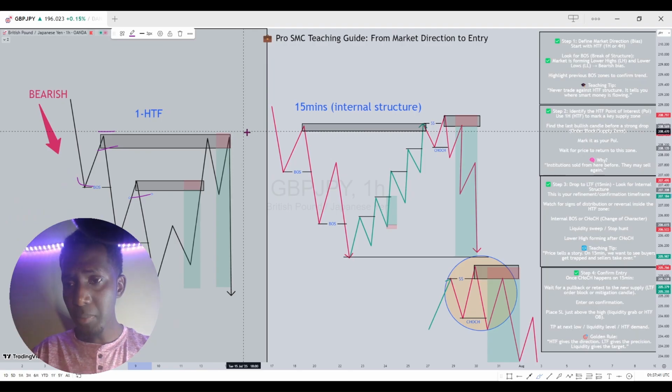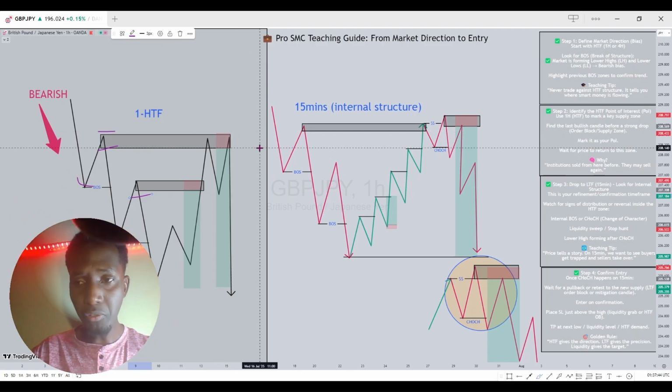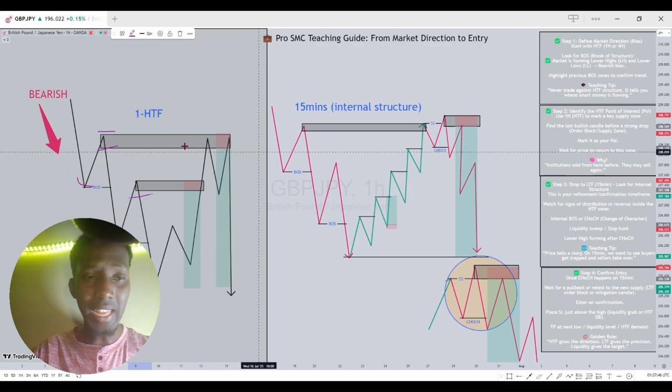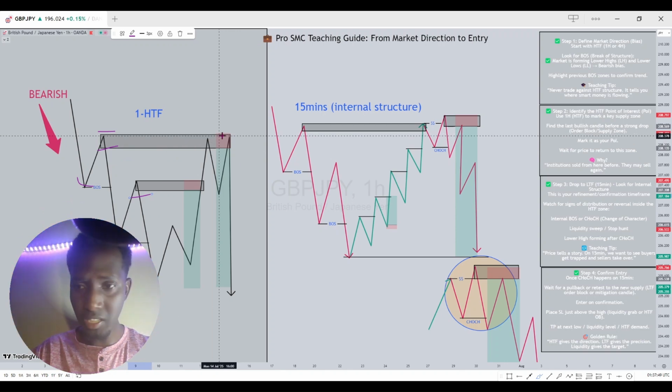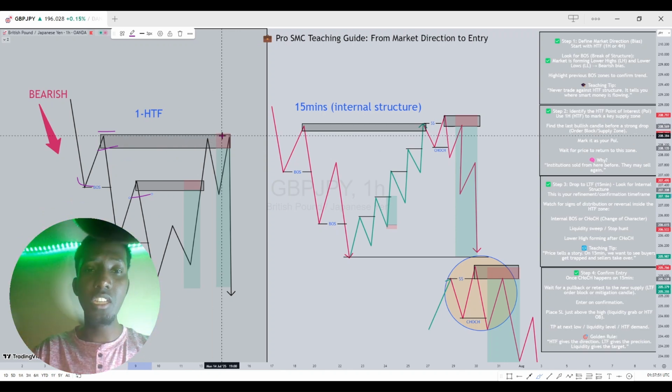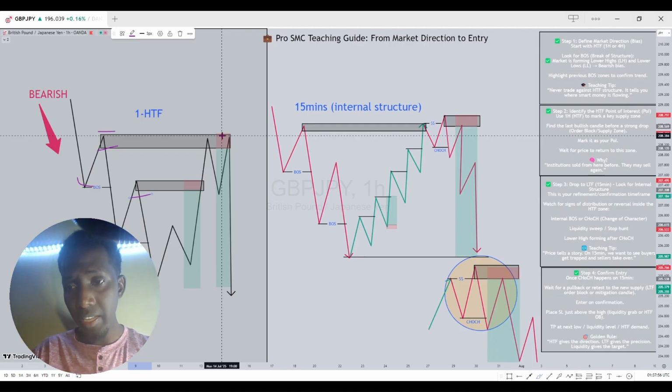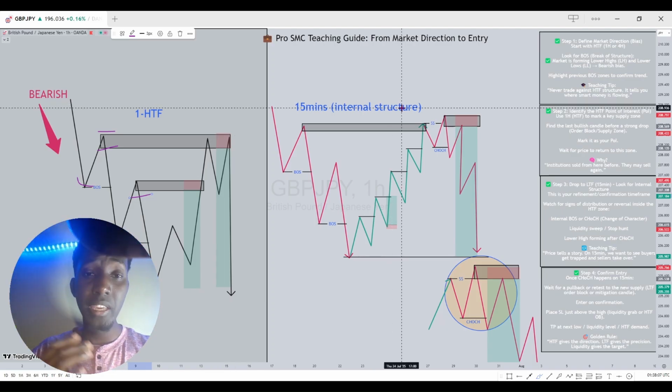Okay, and remember also, institutionals sold from here before, and then they may sell again from this area, as you can see. Okay, and step number 3, you need to drop to the 15 minutes time frame. Remember, this is your confirmation time frame. Watch for signs of reversal inside the higher time frame zone.